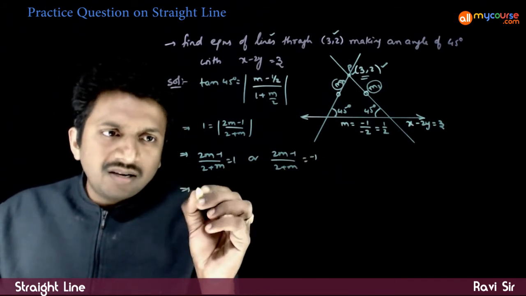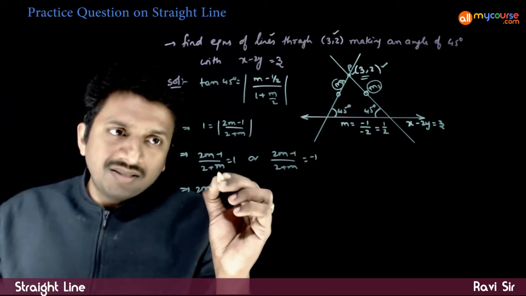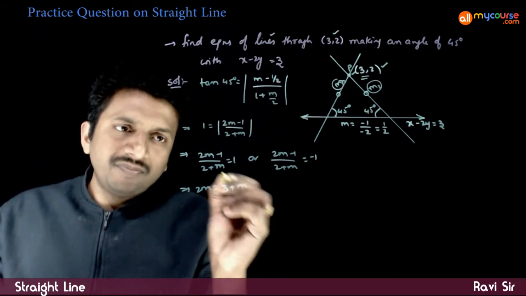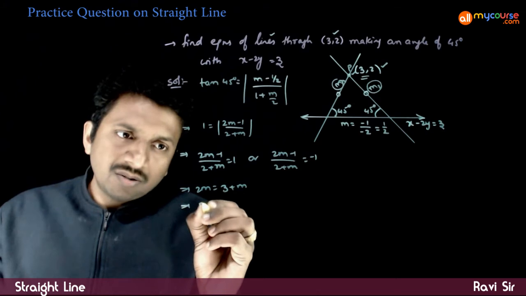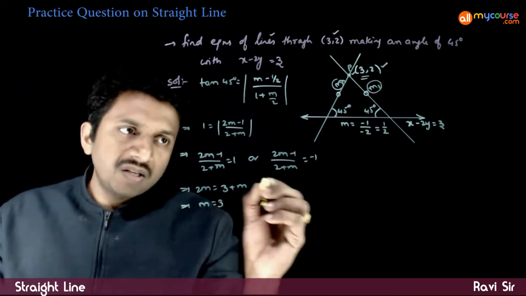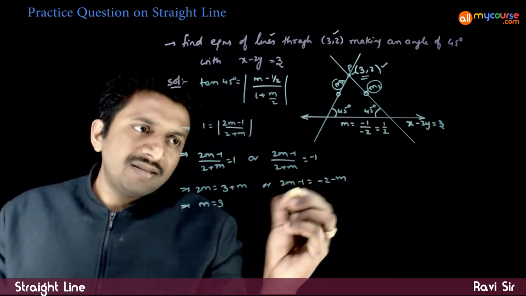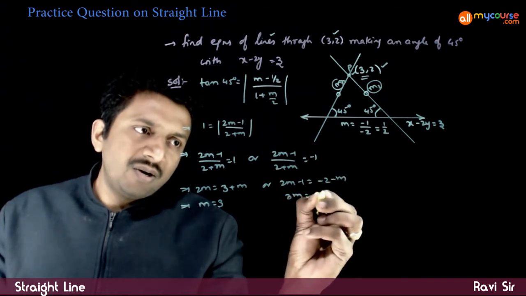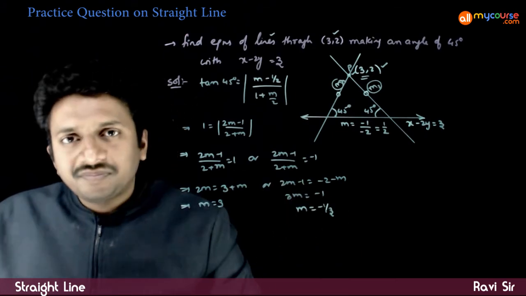This implies 2m minus 1 is equal to 2 plus m, so 2m is equal to 3 plus m. So m is equal to 3, or 2m minus 1 is equal to minus 2 minus m. So 3m is equal to minus 1, m is equal to minus 1 by 3.